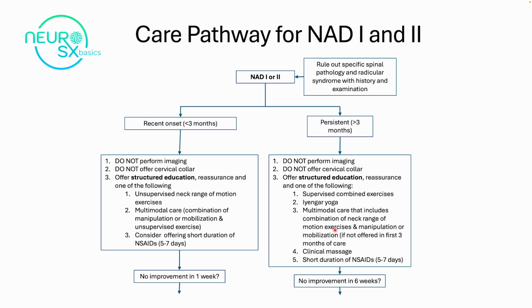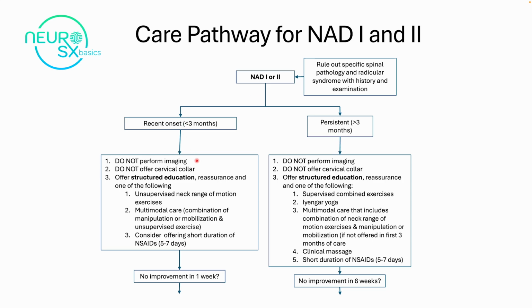So in NAD 1 or 2, we should have already established with history and examination there's no specific spinal pathology and there's no radicular syndrome. Right? Now, NAD 1 or NAD 2 could either be of a recent onset, that is less than 3 months, or it could be persistent, that is more than 3 months.